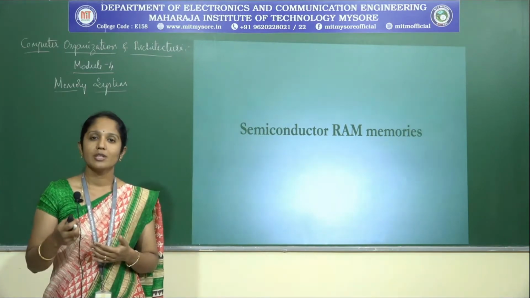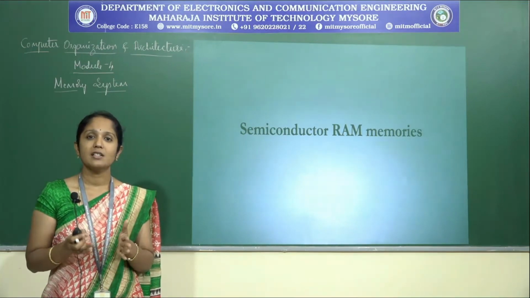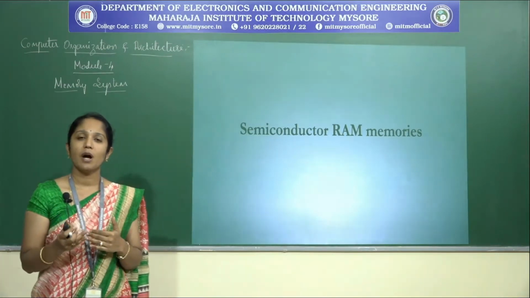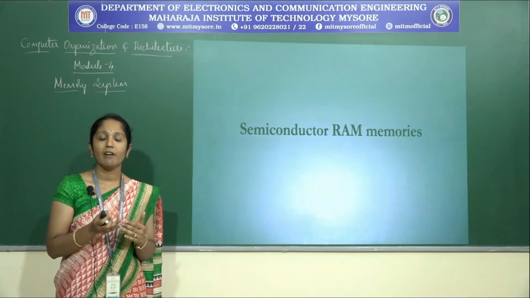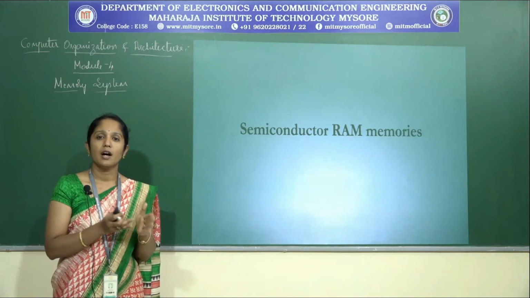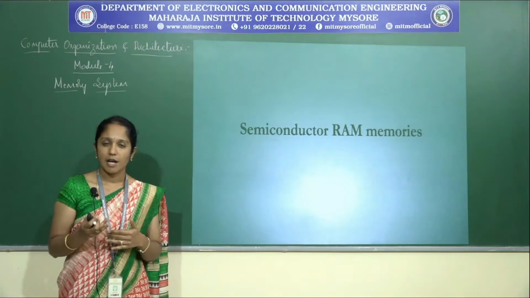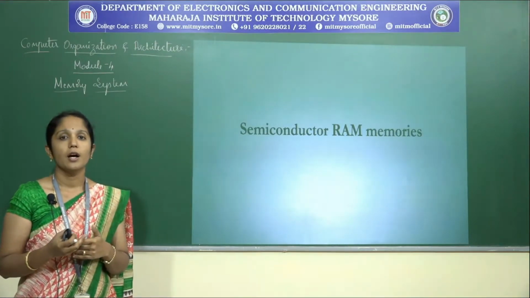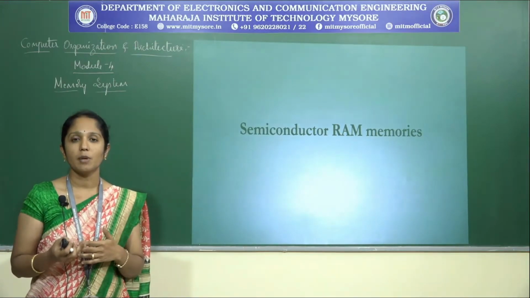There are several types of memories available, and if you consider the cycle time, it ranges from 100 nanoseconds to 10 nanoseconds. So the memory cycle time ranges between 100 nanoseconds and 10 nanoseconds. Depending on the cycle time and the storage capacity, we have different types of memories.